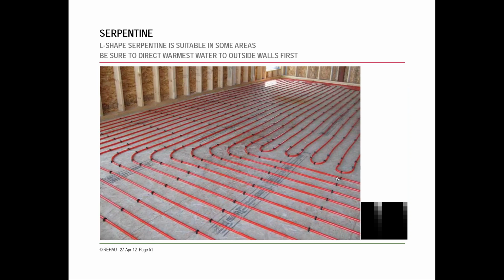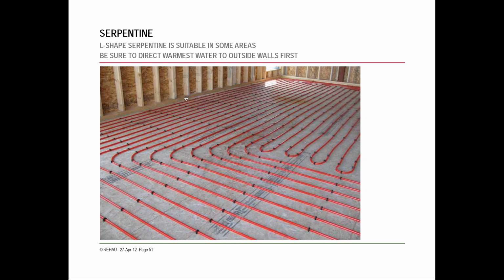Now here you can see they've put an L shape into it. That is so that they're bringing the hottest water to the outside wall and around the corner, and then they're working their way back to the center of the room. So something to keep in mind, depending on where your manifold is located, if you can help it, you can drive the warmest water first out of the manifold to the outside walls or to under windows, and then work your way back into the center of the room.